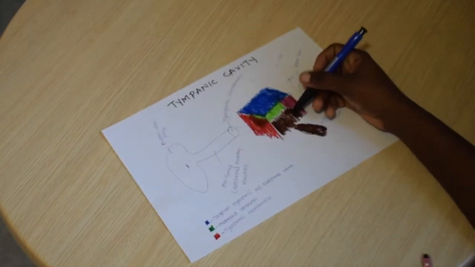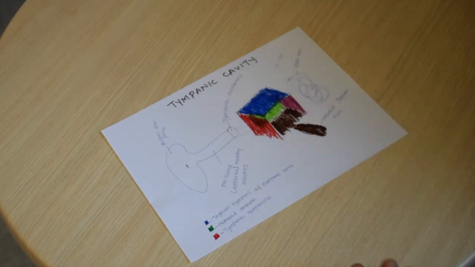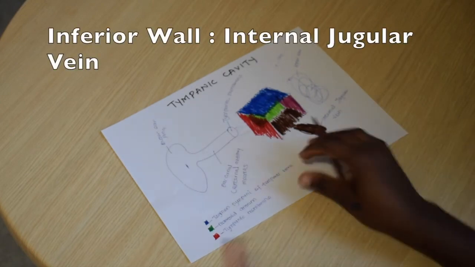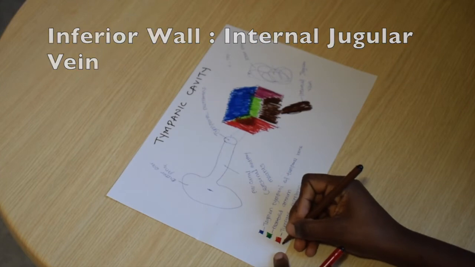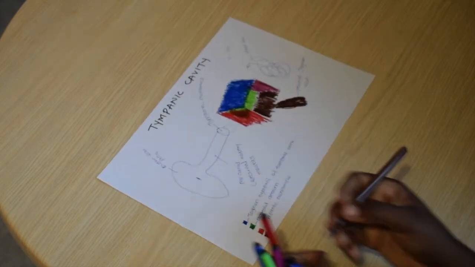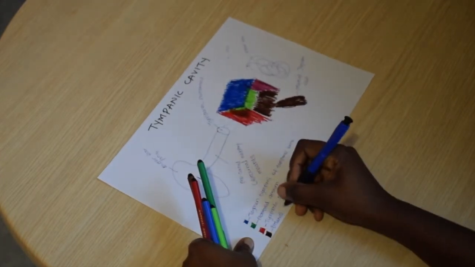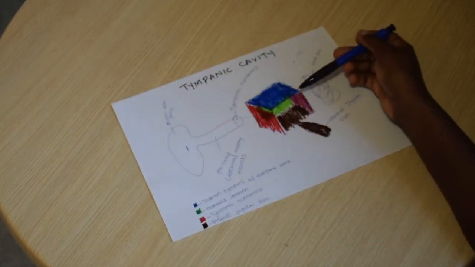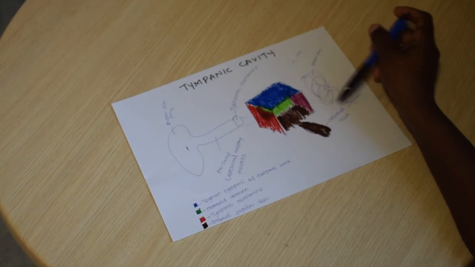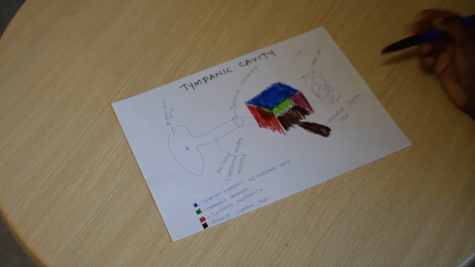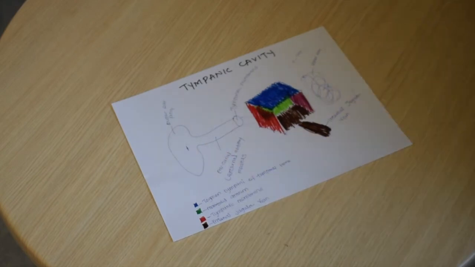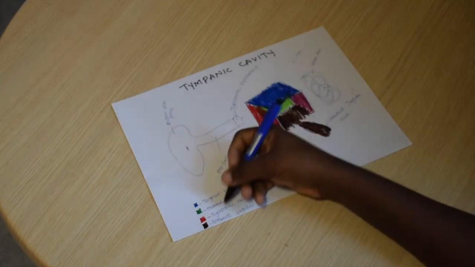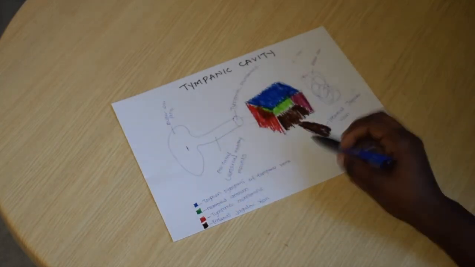Then the inferior wall, I told you about that earlier, is the internal jugular vein. If you don't understand, inferior to it is the internal jugular vein. You know, jugular, like your jaw, inferior. Your jaw is at the inferior side. So just know what is inferior to it is the internal jugular vein.